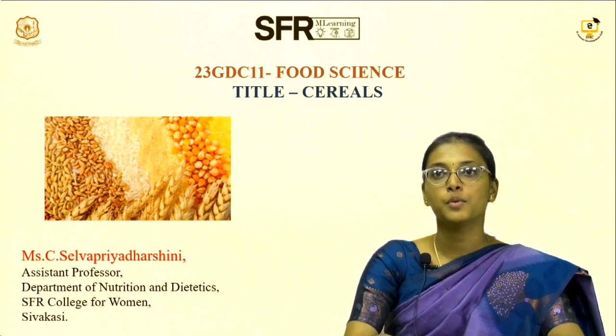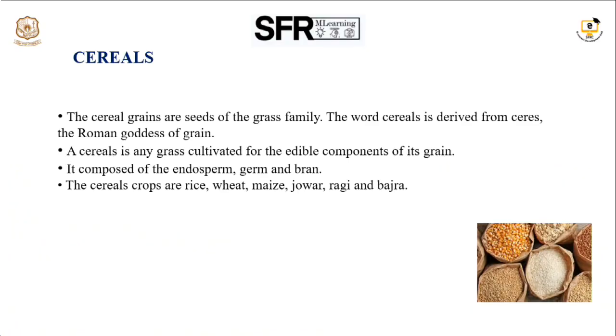Today we are going to see about the topic called cereals, the structure, the milling process, and also the storage. Generally, what are cereals? Cereals are grains, the seeds, and the edible portion of the grain. What are the parts? The main parts are the endosperm, germ, and bran. These are the three important parts present in the cereals.